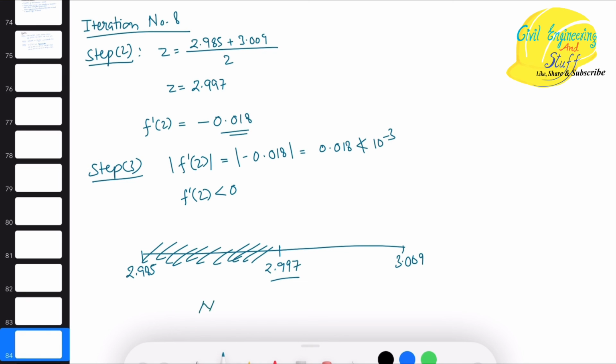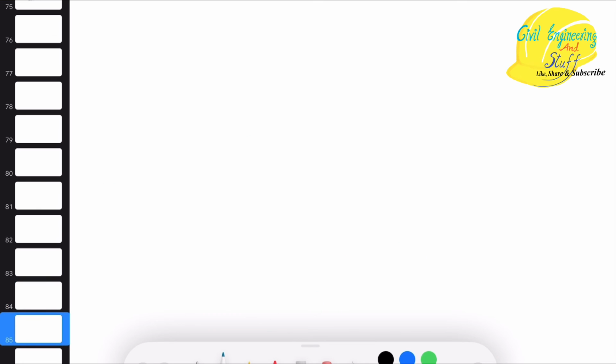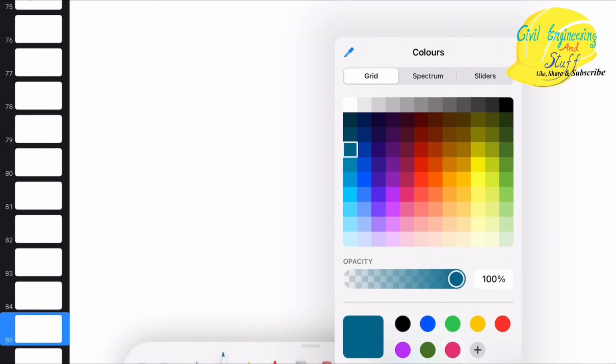So our new range will be equal to 2.997 comma 3.009. This is our new range. Let's do iteration number 9, right?